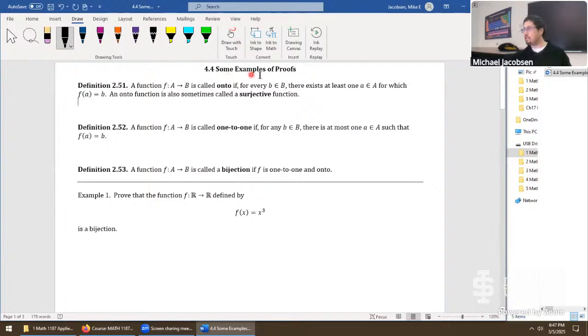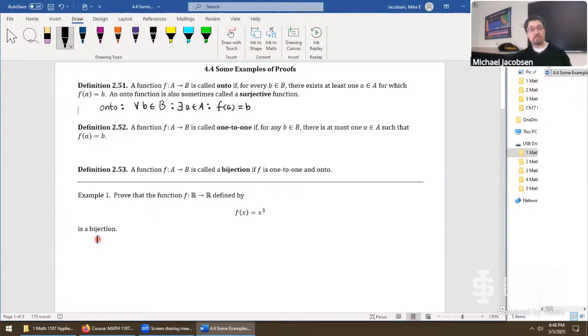So onto says, for every b in B, let's just start with there. Onto, we quantify this, we can say, for all b in B, there exists, so throw in the existential quantifier, exists x, let's match up what they said, exists a in A such that f of a equals b. So if we can really target this definition, we'll know we have dealt with onto.